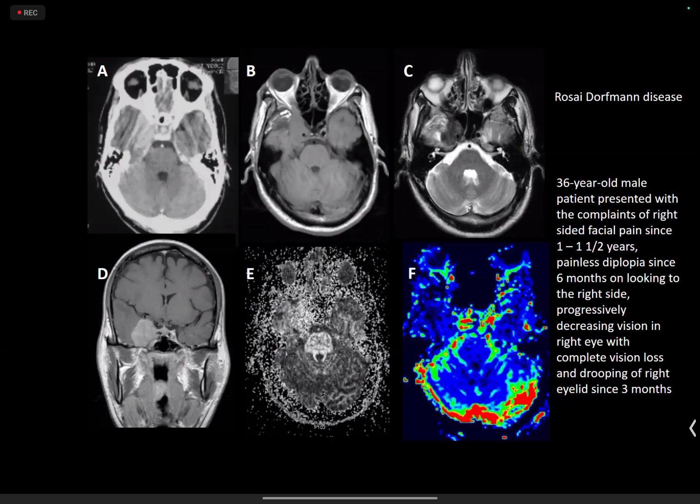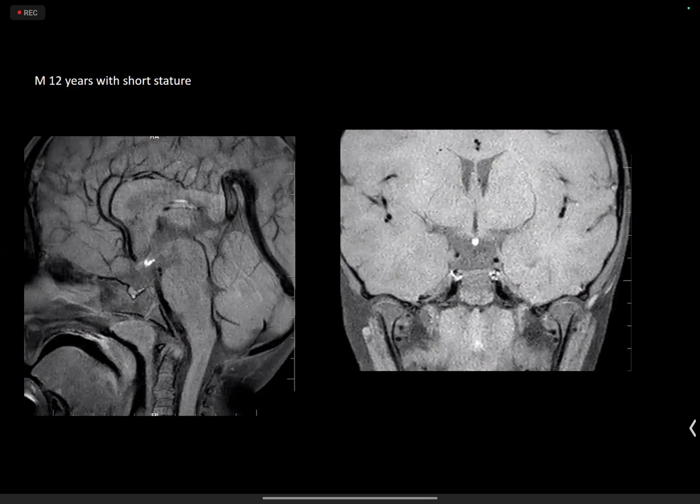All right, and coming to the last case, here is a patient with short stature. A 12-year-old boy with short stature for MRI. Please describe the findings and give the diagnosis. Ma'am, the posterior pituitary bright spot is seen cranial to its normal location.